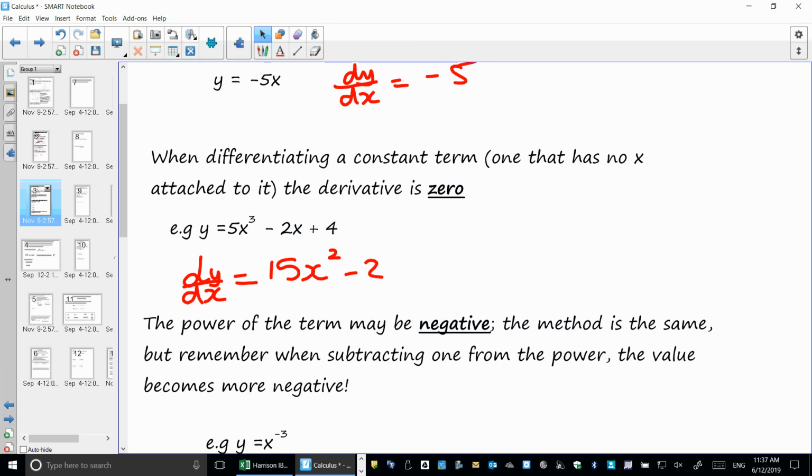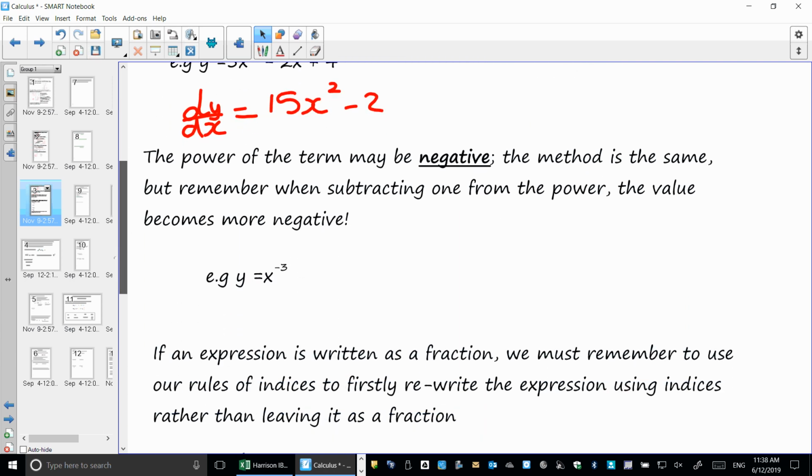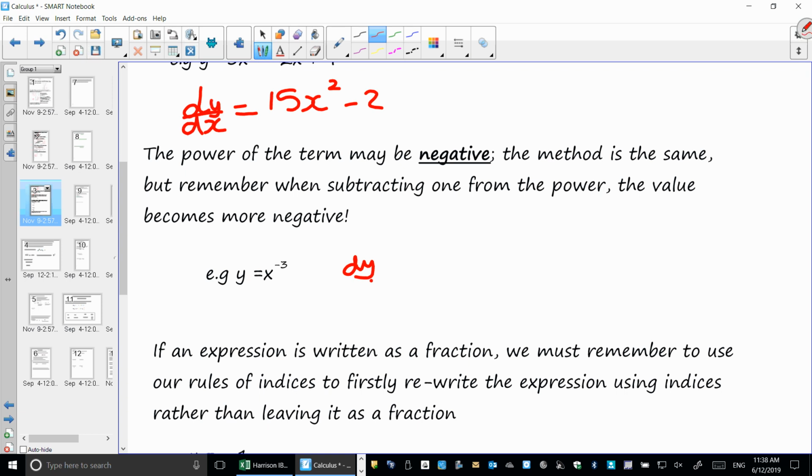Okay. So that's that. Now, here we get interesting. The power might be negative. Okay, rule still applies. You multiply by the power, so dy dx would be negative 3x, but you've got to remember that if you're subtracting 1 from negative 3, it becomes negative 4. Okay, so that's the only thing that you need to remember.